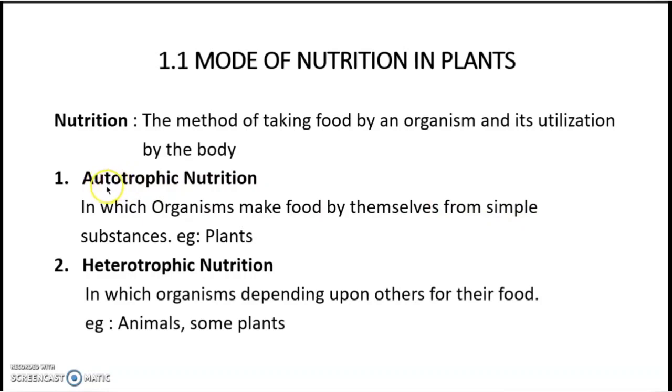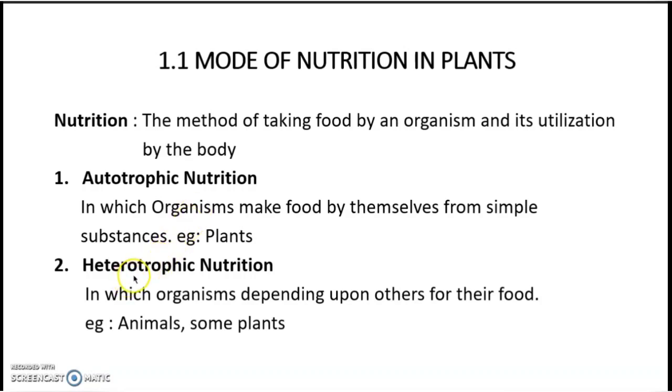The first mode of nutrition in plants is autotrophic nutrition, in which organisms make food by themselves from simple substances. So they are called autotrophs. Auto means self, trophos means nourishment. So plants are self-nourishing organisms, so they are known as autotrophs.